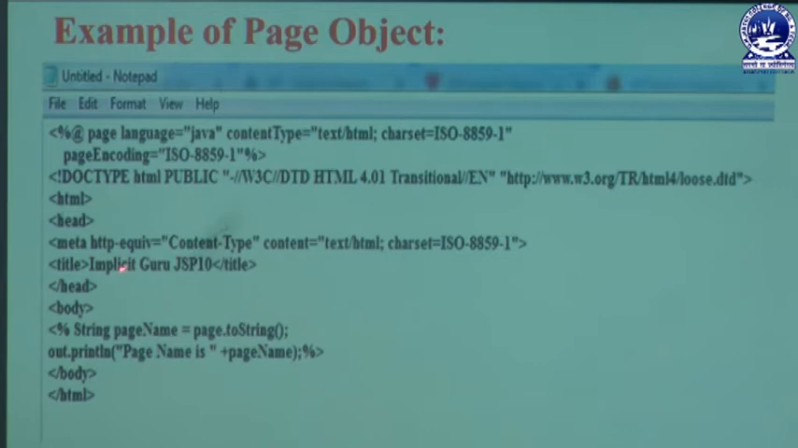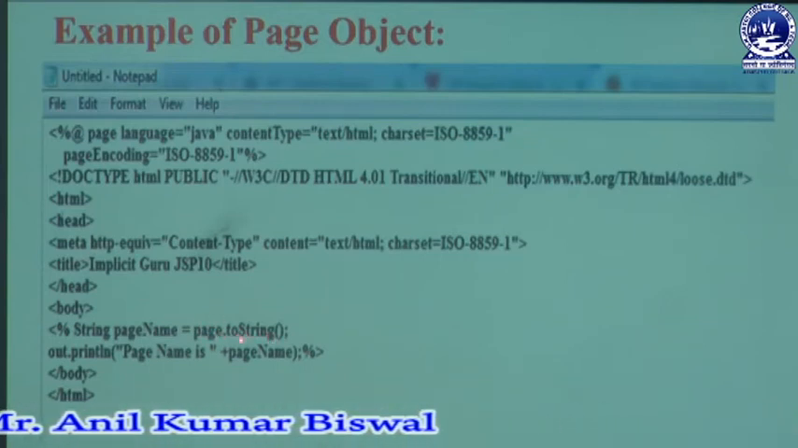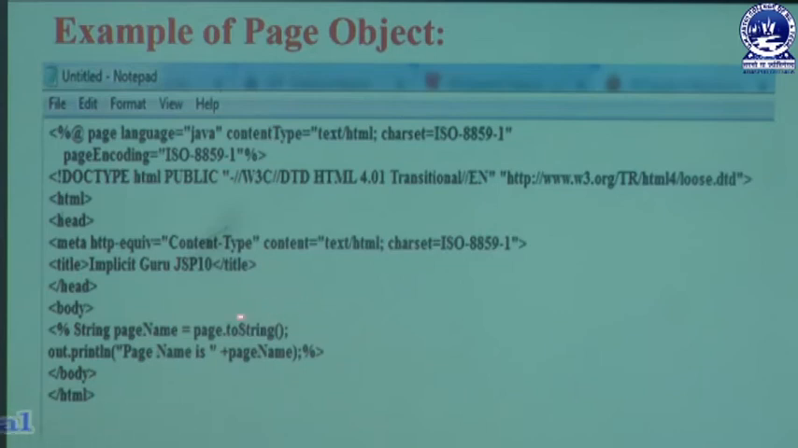In that title we have the specific information known as Implicit Guru JSP 10, and then we close the head section. Then we start the body. In the body section we mention a scriptlet tag with a String named pageName, and page.toString method. By using the page implicit object, we can invoke the toString method to retrieve information about that page, which is stored in our pageName object of String type. Similarly the user can print the pageName stored in that String object.